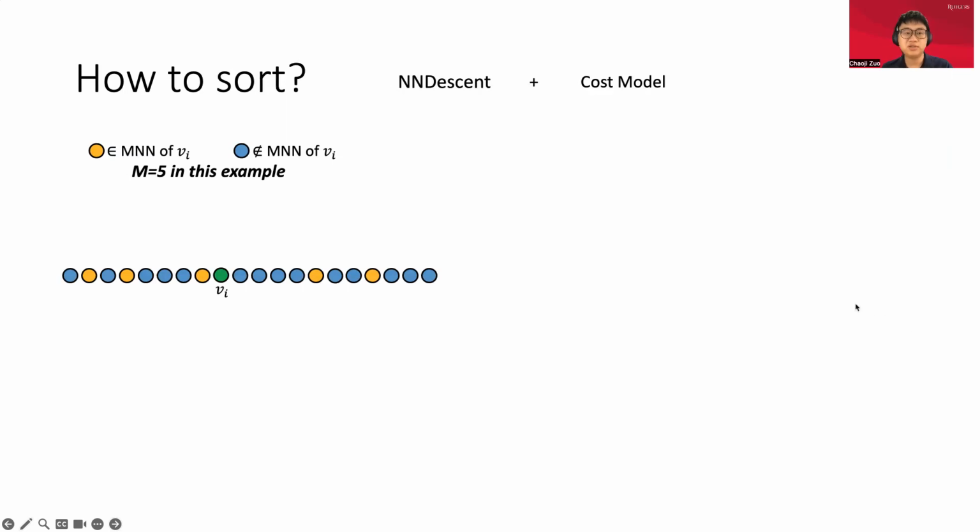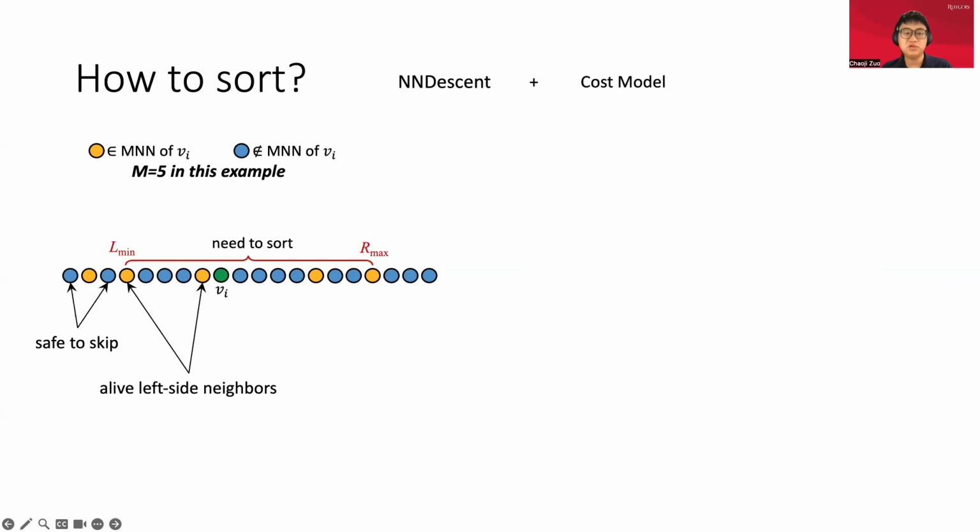And to efficiently sort all the vectors, we can use the NDSet. Suppose we have a 5NN K-graph and the yellow vertices. We can use this information to skip some vertices, because we know that these two vertices are the nearest ones to Vi. So we don't need to sort these two blue ones. But still, we have a large number of vertices that need to be sorted.